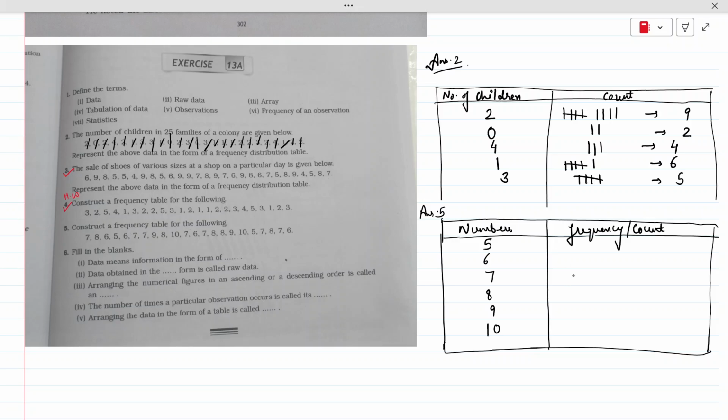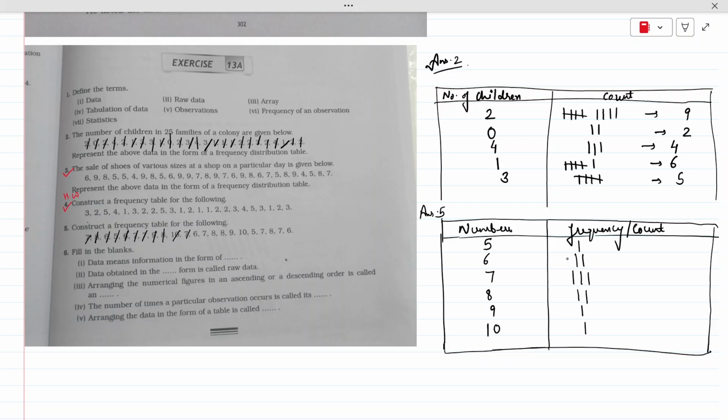We have 1, 7, so I'm marking 7 here. Okay. Then we have 8, 1, 8. Next we have 1, 6. Then 1, 5, 5 here. 1 more 6. 2 times we have 7. 9, 1, 9, 1, 8. 1 time 10, 1 here.